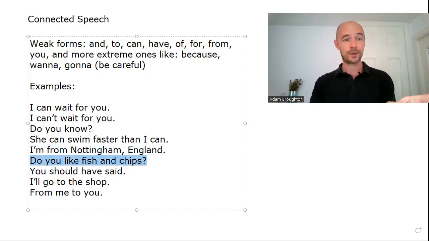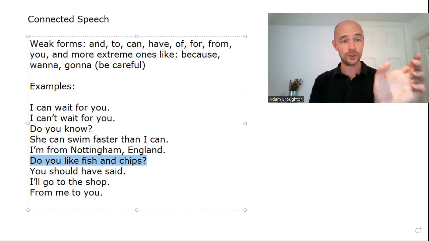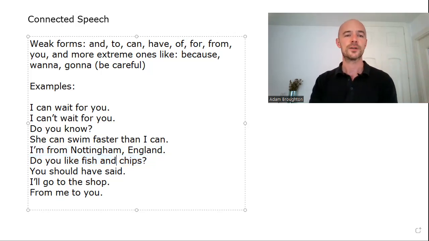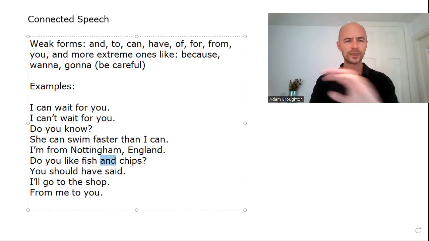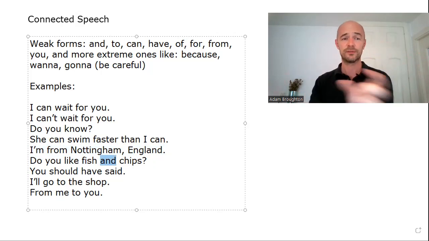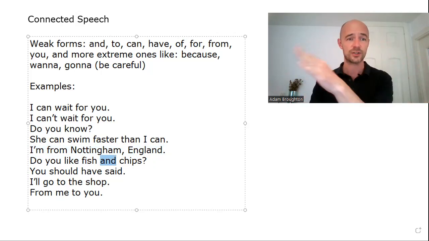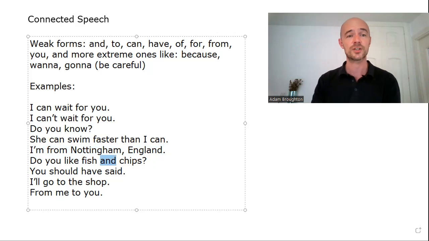Do you like fish and chips? Do you like? So again, we got that one that we saw before. Do you like fish and chips? So as you know well, and particularly in fish and chips, is never pronounced and, it's fish 'n' chips. Guns N' Roses, fish 'n' chips. Do you like fish and chips?